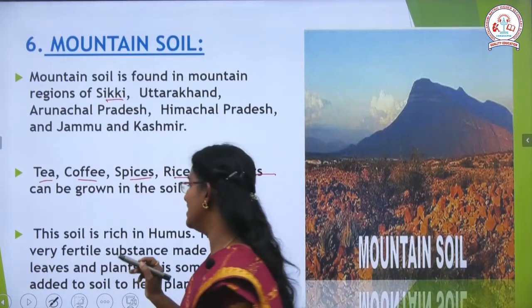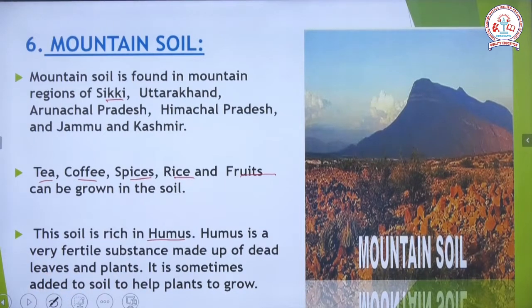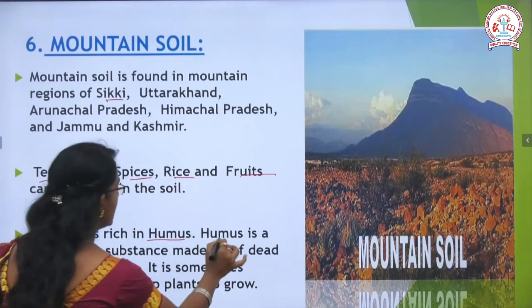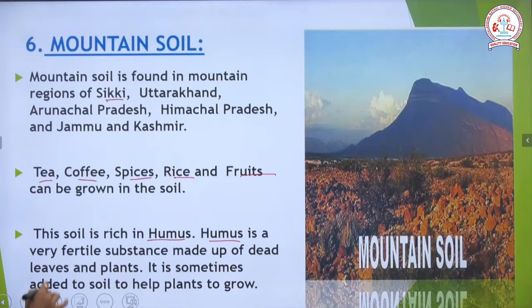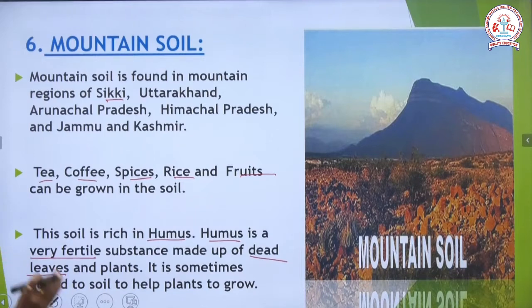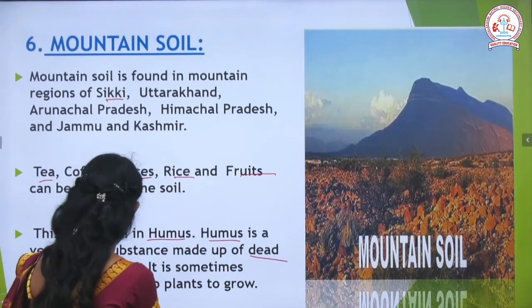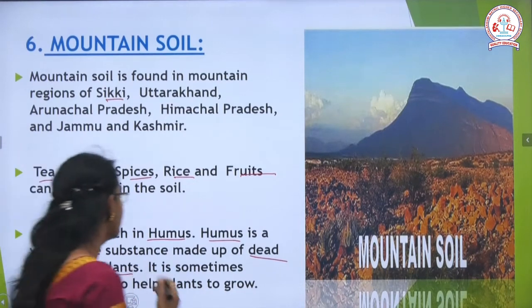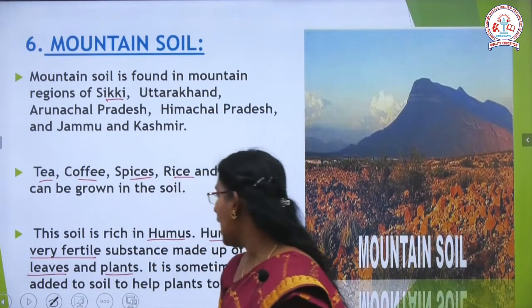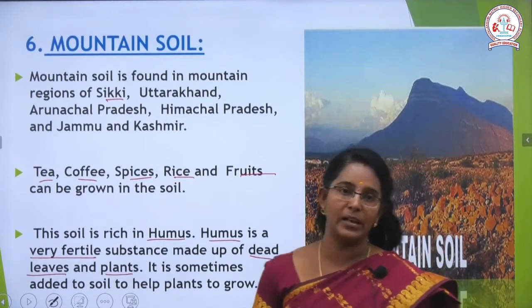Next, the soil is rich in humus. So it contains humus. What is humus? We'll see. Humus is a very fertile substance made up of dead leaves and plants, formed by a natural process. It is sometimes added to the soil to help the plants grow properly.